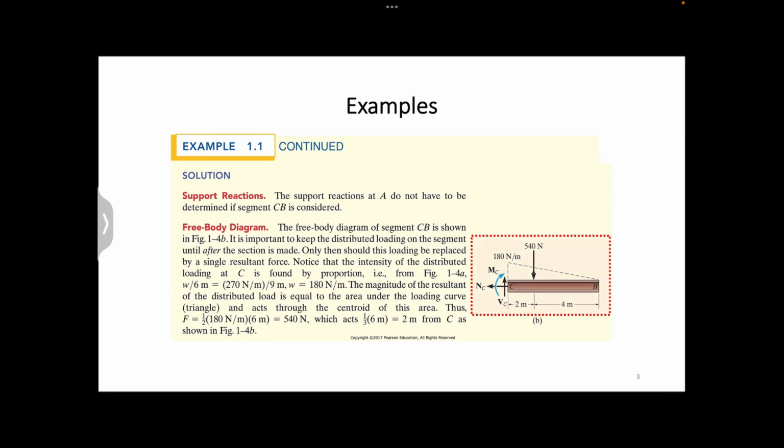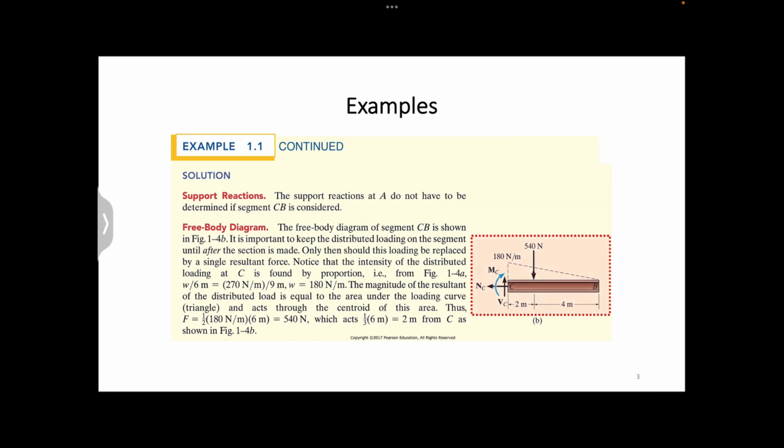So here is the free body diagram for the right segment. As you can see, when plotting the diagram, we need to use the sign conventions for the normal force, shear force, and the bending moment. Then, to be able to find the unknown forces and moments, we will need to replace the distributed loading between C and B by a single resultant force. For that, first we need to find the intensity of the distributed loading at C and the centroid of the loading curve, which is a triangle in this case.